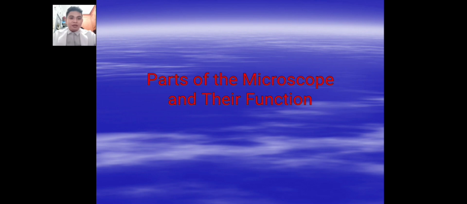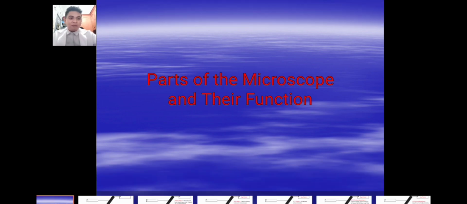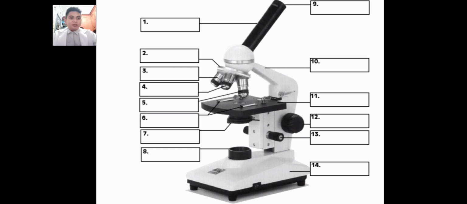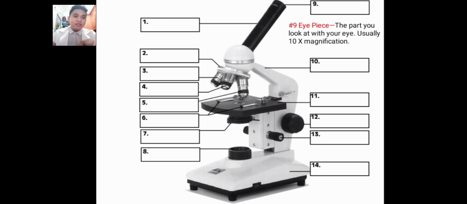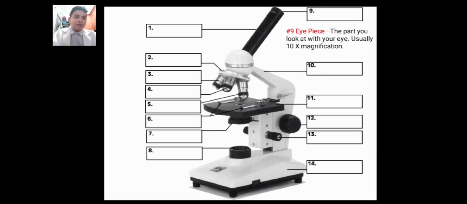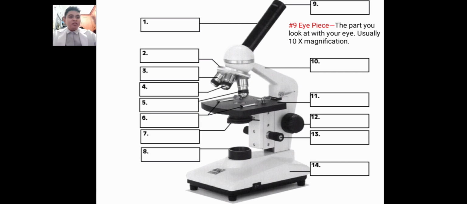So, our first topic for today, syempre, is all about the parts. First is the eyepiece. Saan nga bang eyepiece, bro? The part you look at with your eye, usually 10 times magnification. But did you know that the eyepiece is also known as the ocular? This part is used to look through the microscope. Yan po, kung nakikita nyo po sa ating PowerPoint.